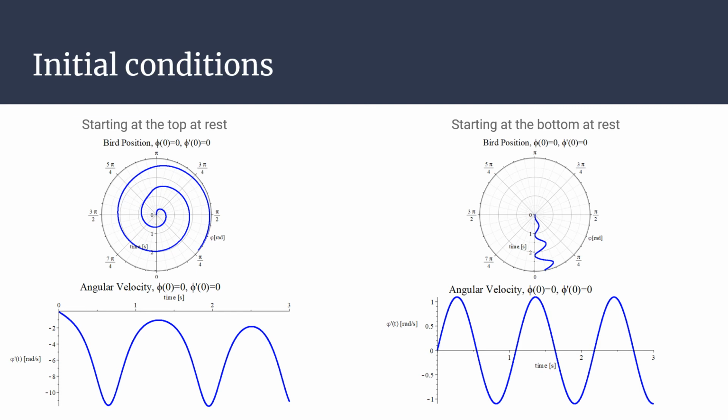As we see on the right here, if it starts at the bottom at rest, it is not able to achieve the same motion. Though it tries and it leans forward and it is able to rock itself back and forth, it ends up being stuck in this oscillatory motion around the bottom, with its angular velocity oscillating back and forth, which is, again, what we would expect from this situation.